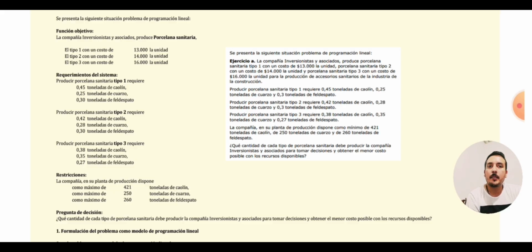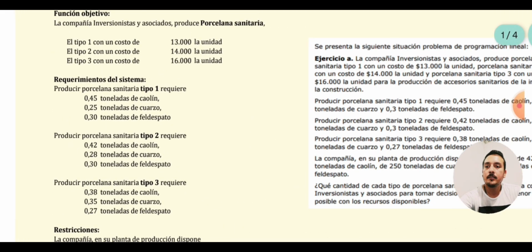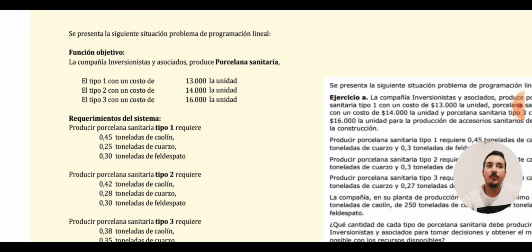And I'm here to explain the Duality Analysis for Task 2, linear programming course. So here we can identify the variables. We have the three types of sanitary porcelain. Type 1 with a cost of 13,000 per unit, type 2 at 14,000 per unit, and type 3 at 16,000 per unit.